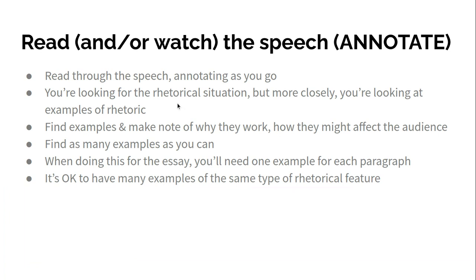Remember that as you go, you're looking for specific things. So one of the things we're looking for as we read is the rhetorical situation. And we're also looking really closely at examples of rhetoric. So we want to identify the rhetorical situation surrounding Miss Bryant's speech, and then also we want to look at those different examples of rhetoric that she uses within that speech. As we're working, find examples and take notes about why they work, and in terms of why they work, we're looking specifically at how do they affect the audience.